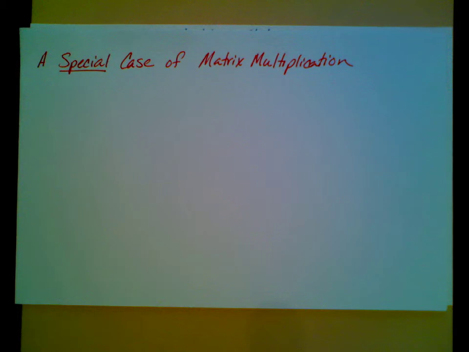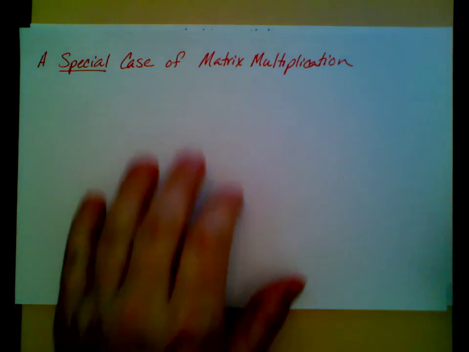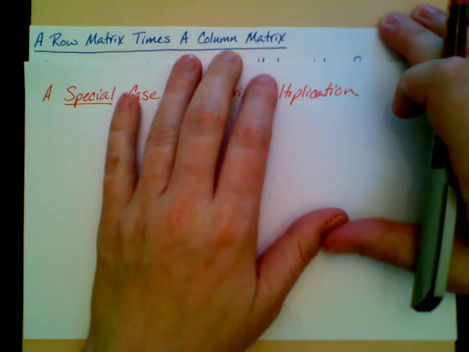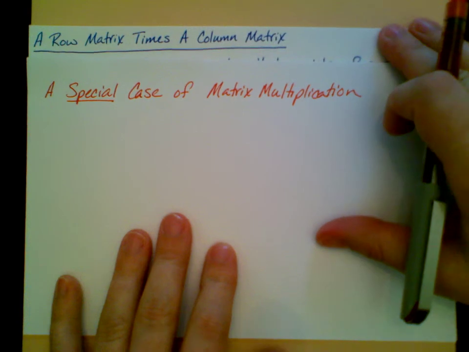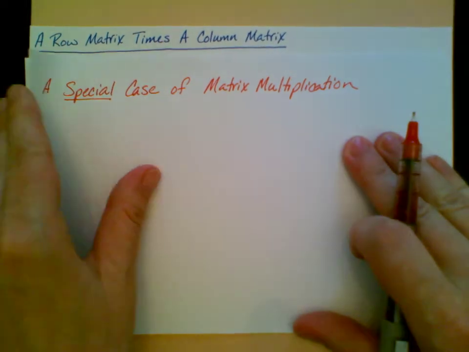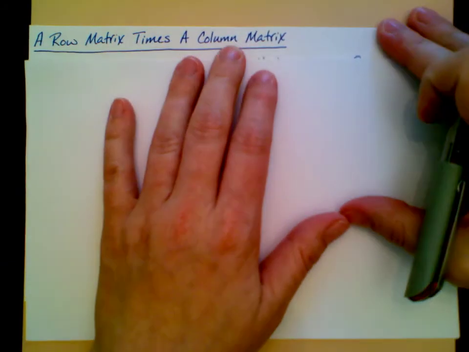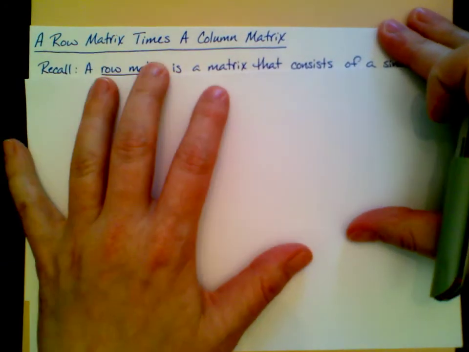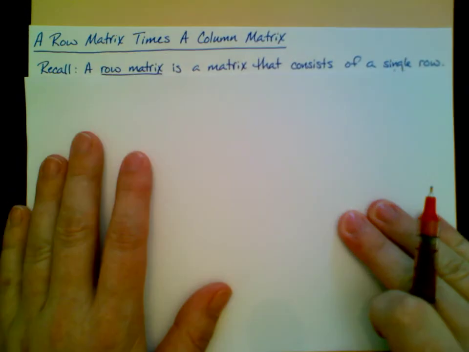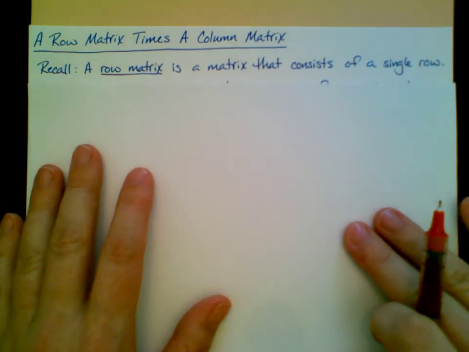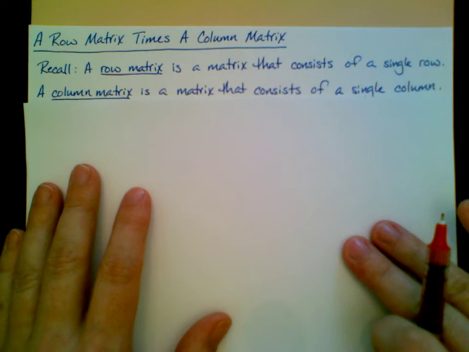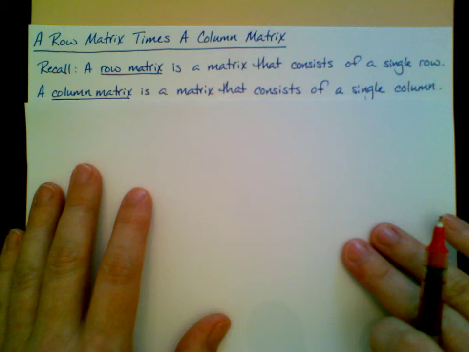All right, so we're going to start our discussion of matrix multiplication with a special case, and that special case is a row matrix times a column matrix. So we'll start out by refreshing our memories. A row matrix is a matrix that consists of a single row, and likewise, a column matrix is a matrix that consists of a single column.